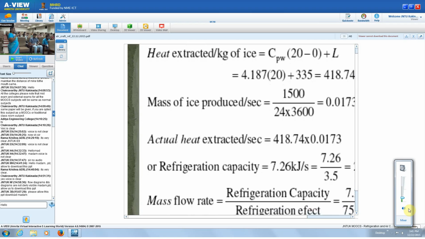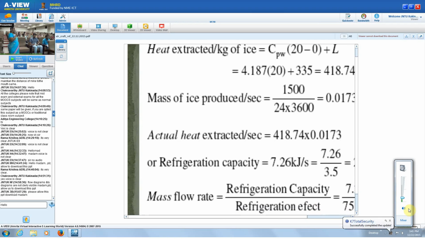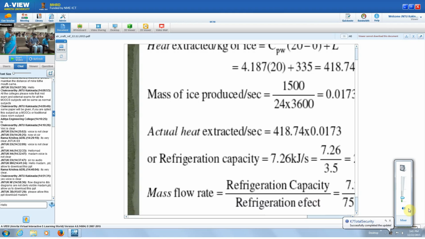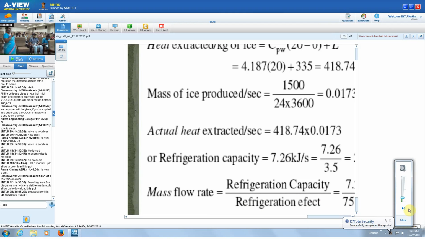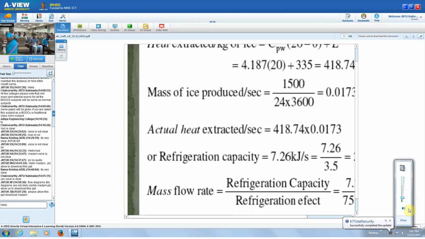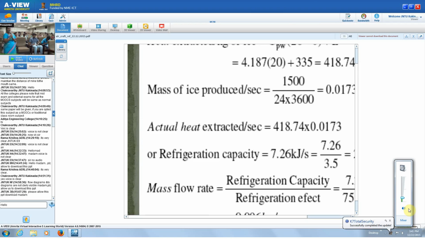Here ice is required at 0 degrees centigrade and water is sent at 20 degrees centigrade. So M is not given, you have to find it out. So Cp delta T plus the latent heat of ice L. With that you can find the heat extracted per kg of ice. Then the mass of ice produced, here 1500 is given.